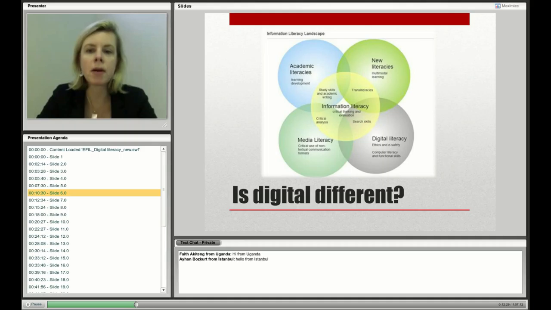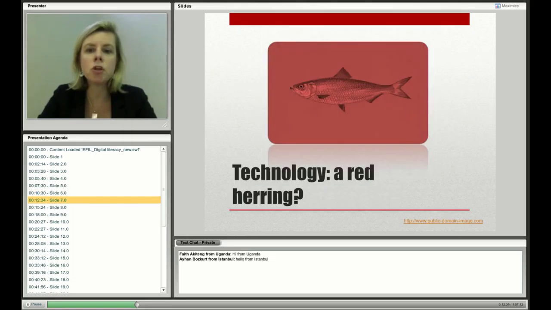Is there something new about the technology that means all those things that we did before don't apply, or perhaps that we need some new literacies? So you could say, is technology a red herring really? Is it actually that we just need lots and lots of abilities, one of which is to use technology, but by focusing specifically on digital literacy, perhaps we're giving it a bit too much weight? It's something we need to think about.